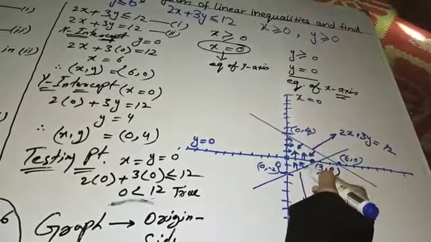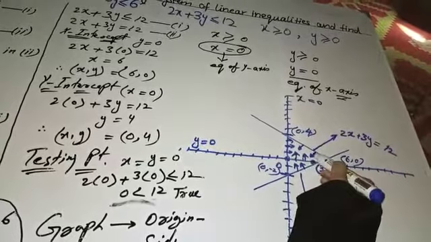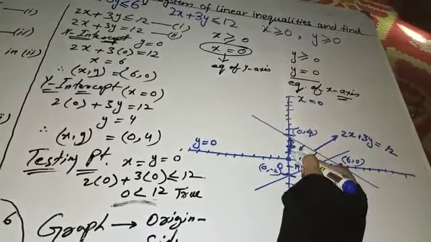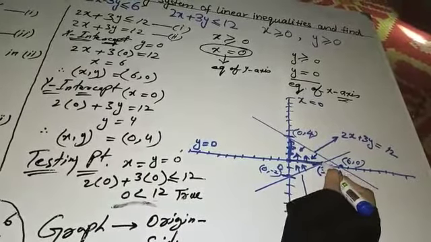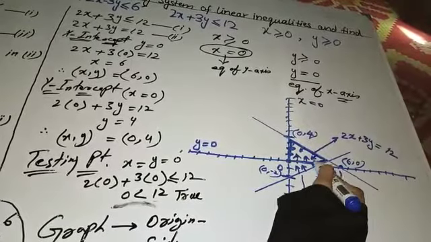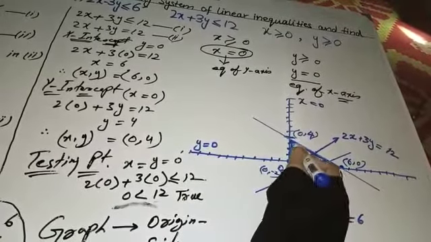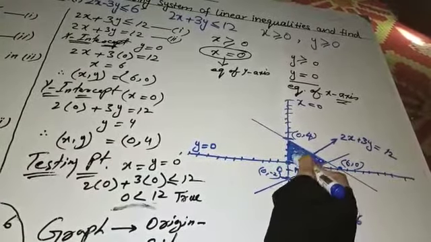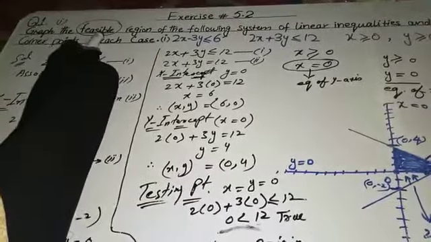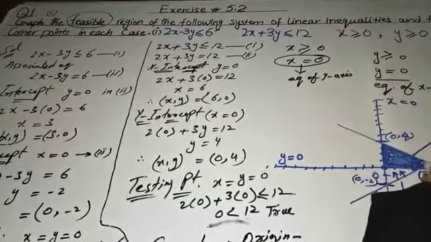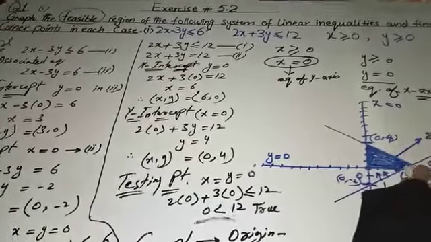Graph shaded towards origin. Second line graph also towards origin. So this is our required shaded area where all lines intersect in the first quadrant in the feasible region. So this is our required graph according to the requirement of the question. This is the feasible region. Feasible region means a region which lies in the first quadrant. So this is the required feasible region of the given linear inequalities.